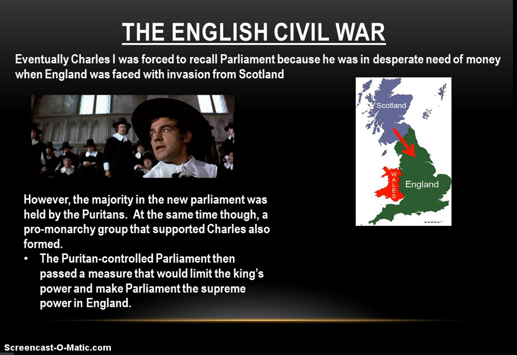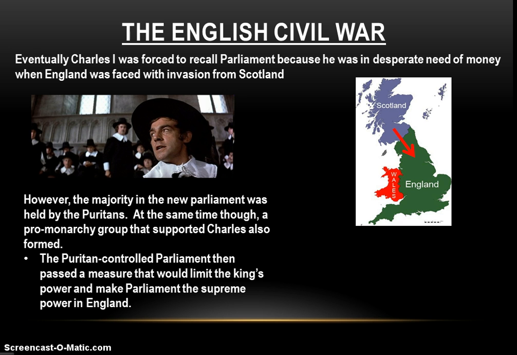And so the Puritans have the most members in Parliament, thereby they control Parliament. Now, at the same time, you had a minority of members in Parliament who were pro-monarchy, supporters of Charles, and so they formed their own pro-monarchy royalist group. So what you have in the English Parliament is two very starkly opposite, contrasting political parties on complete polar opposite ends of the spectrum.